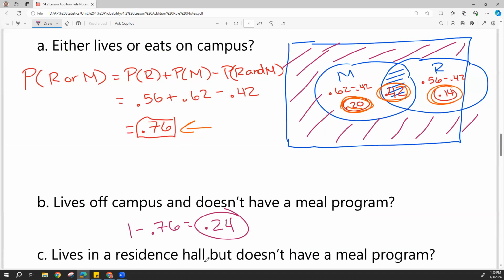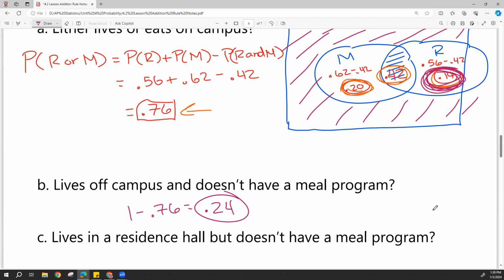Someone who lives in a residence hall but doesn't have a meal program, that's these people over here. They live on campus but don't have a meal program, so maybe they live in a campus apartment and they do their own shopping and cooking. So we've already calculated that part. 14% of students do that, a 0.14 chance of randomly selecting a person in that category.